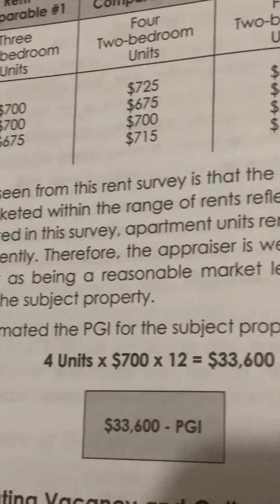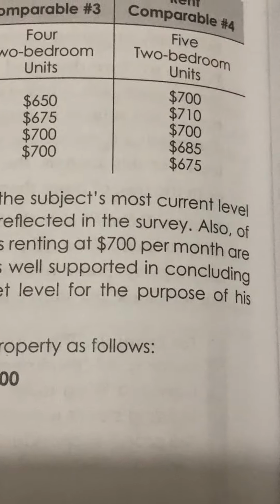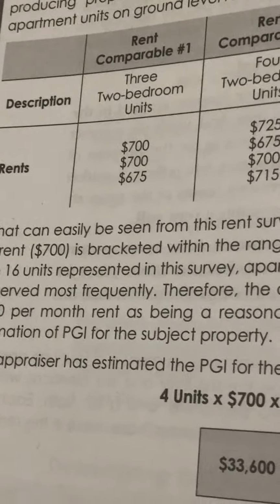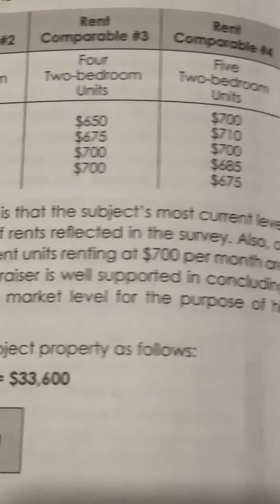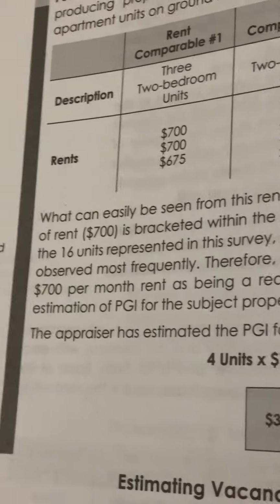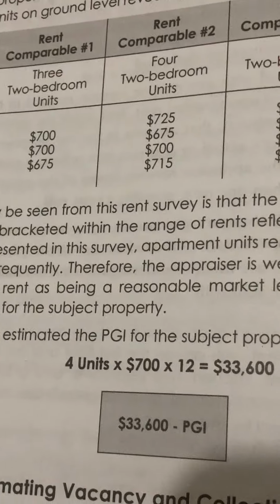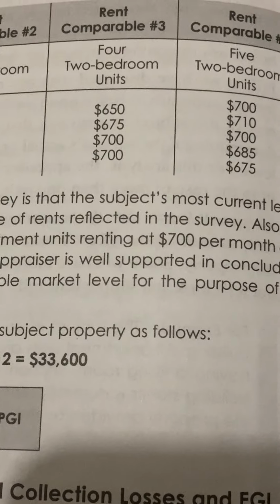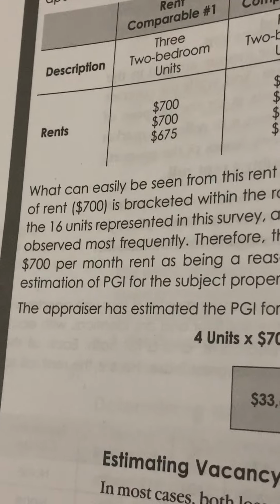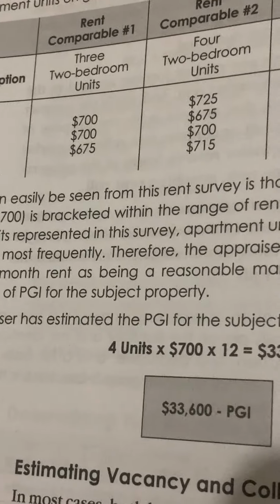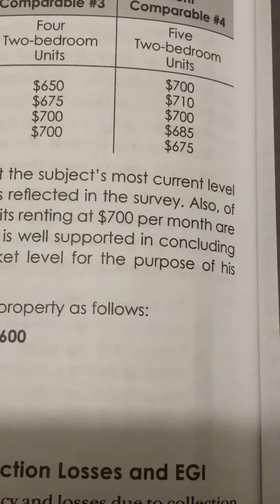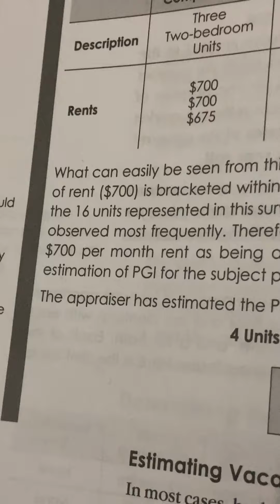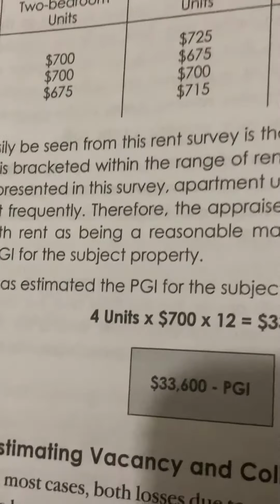What can easily be seen from this rent survey is that the subject's most current level of rent, $700, is bracketed within the range of rents reflected in the survey. Also, of the 16 units represented in this survey, apartment units renting at $700 per month are observed most frequently. Therefore, the appraiser is well supported in concluding $700 per month rent as being a reasonable market level for the purpose of his estimation of potential gross income for the subject property.